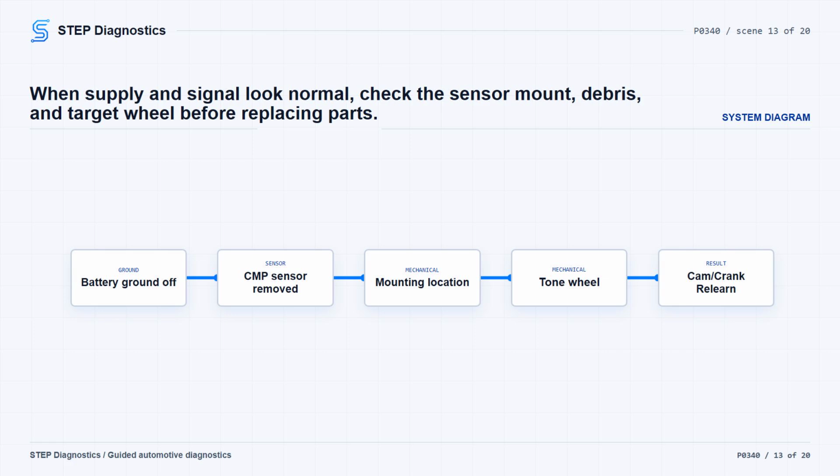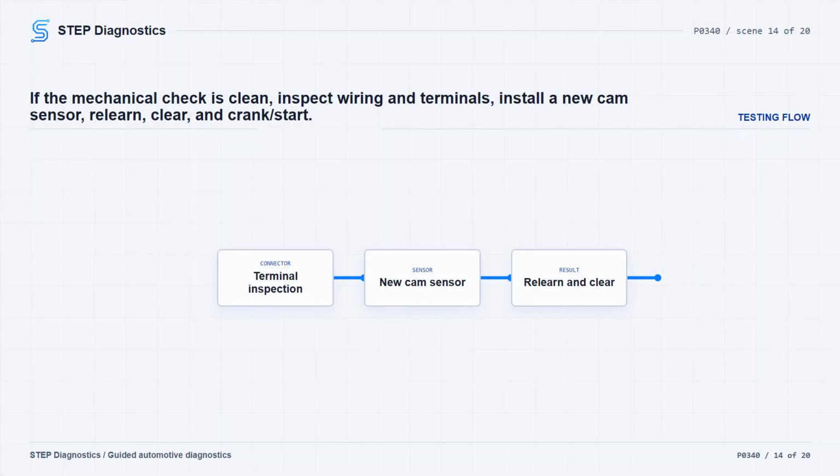Anytime repairs or replacements are made to the CMP sensor, CKP sensor, flywheel, valvetrain, timing chain, or gears, perform the cam/crank relearn with the scan tool before final verification.